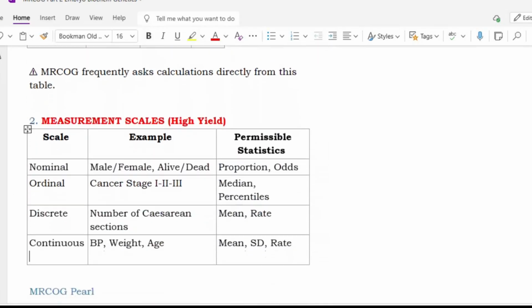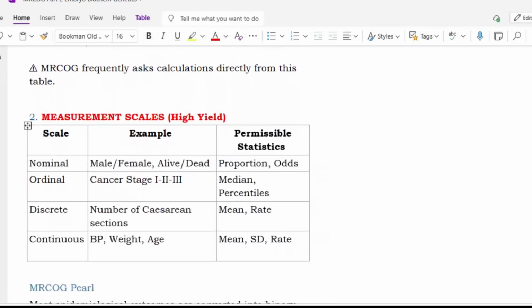Now what are the different measurement scales? In the data session we have seen it may be nominal, ordinal, discrete, or continuous. Nominal is like male, female, alive, dead. Here what we measure is the proportion or the odds. So when you have a nominal scale and the data is like male, female, alive, dead, we will measure the proportion or the odds. Then if we have an ordinal scale, like cancer stages 1, 2, 3, what we measure are the median and the percentiles.